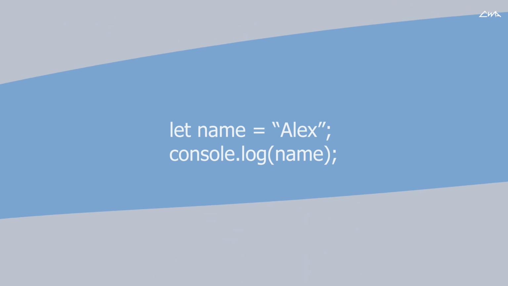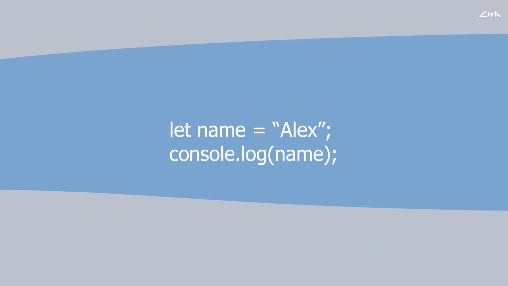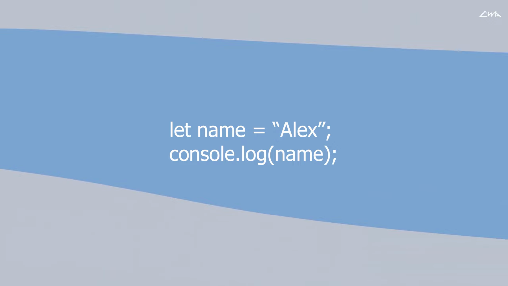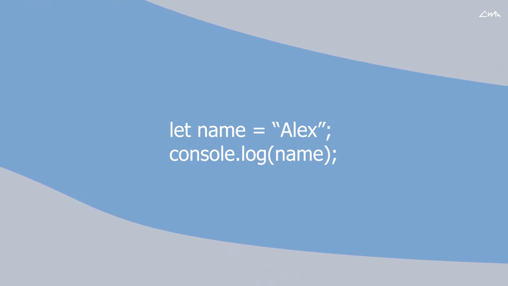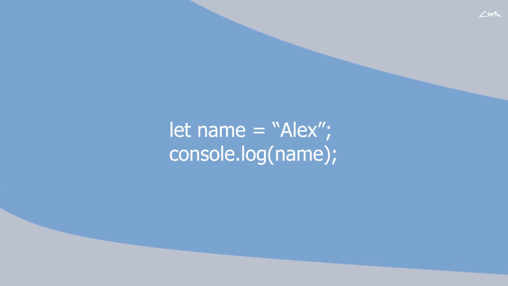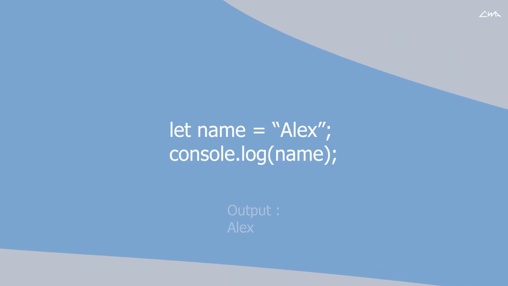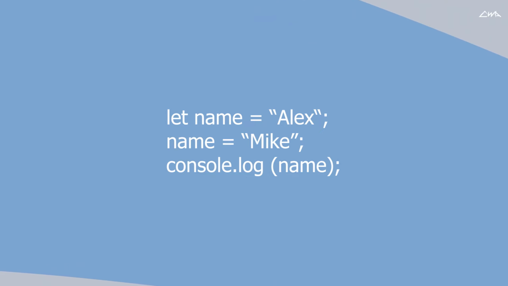Over here you'll find a variable called name declaring a value which is Alex, and in the next statement you'll find console.log(name). In JavaScript, console.log is used to display the output. So this program outputs the name Alex. Next we have let name = "Alex"; name = "Mike"; console.log(name). Over here the output is Mike.